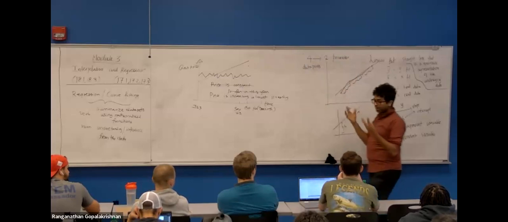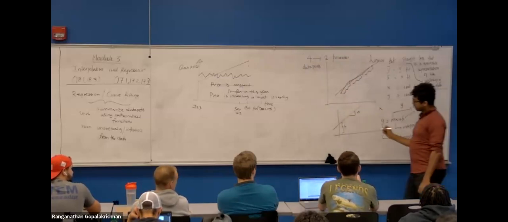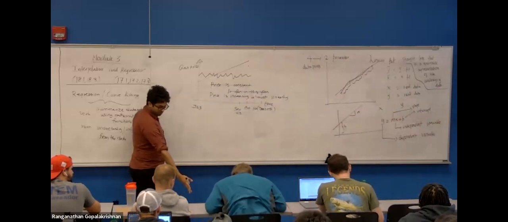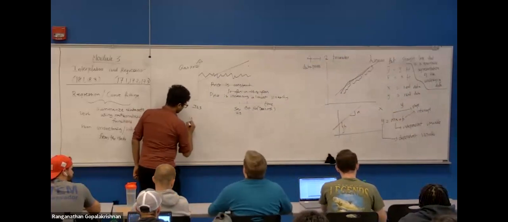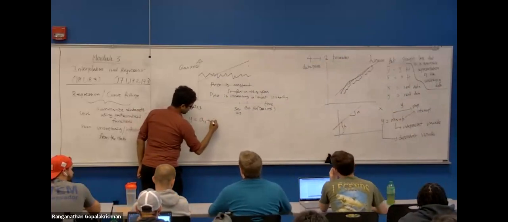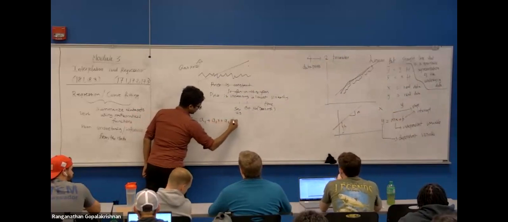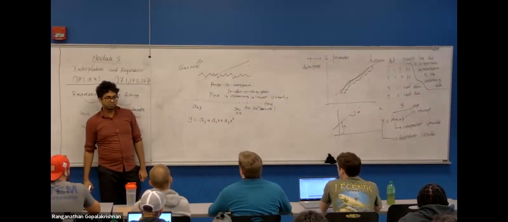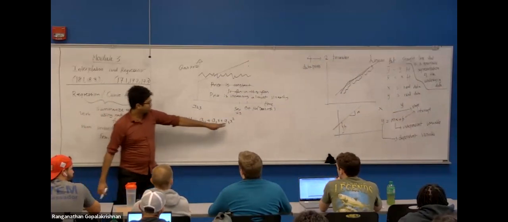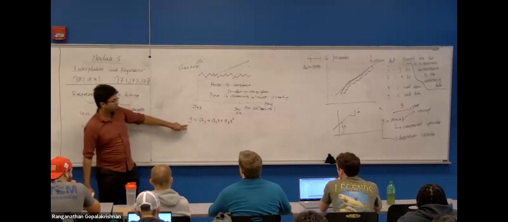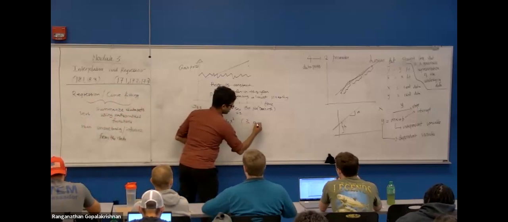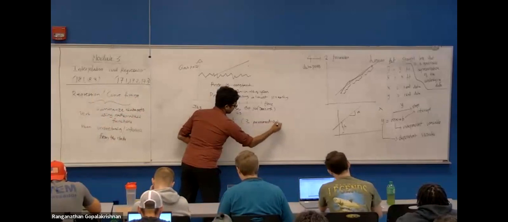Just to make sure you understood the idea of parameters correctly, tell me, if I write the equation y equal to a1 plus a2x plus a3x squared, how many parameters are there in this equation? Sorry? 3? The coefficients. If you say this is your independent variable x, this is your dependent variable y, parameters are a1, a2, a3. 3 parameters.